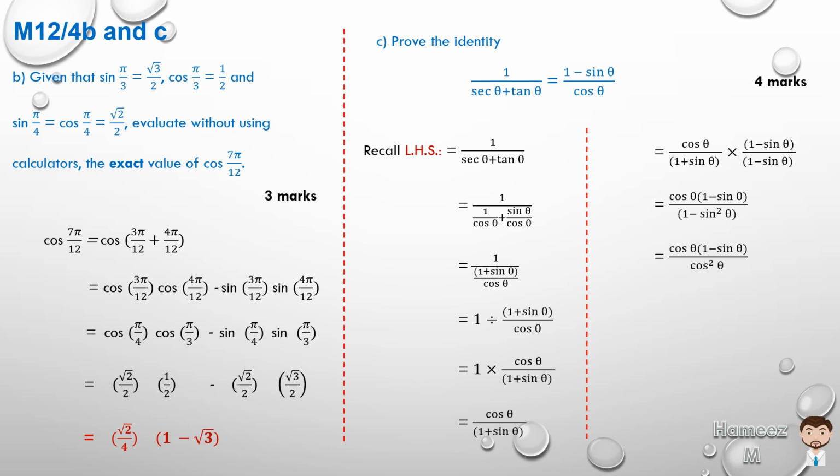And we can cancel cos theta from above and below. So we're left with 1 minus sin theta over cos theta, which is equal to the right hand side. So we have proven the trigonometric identity.